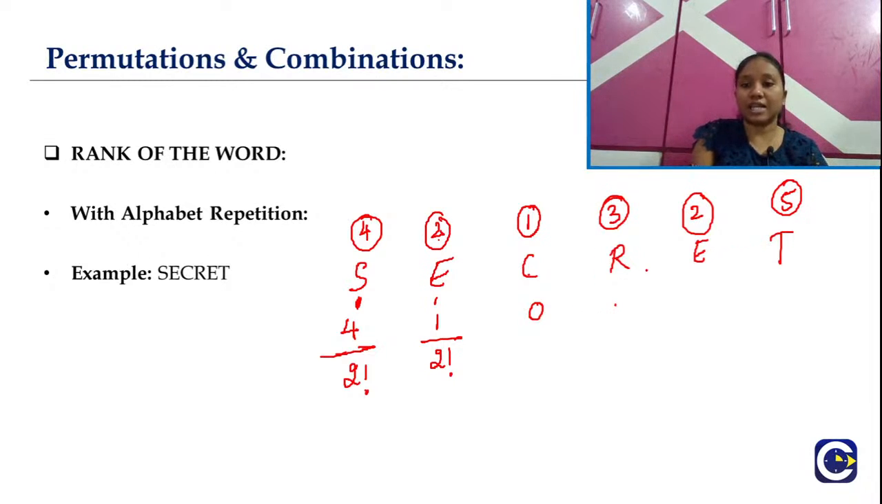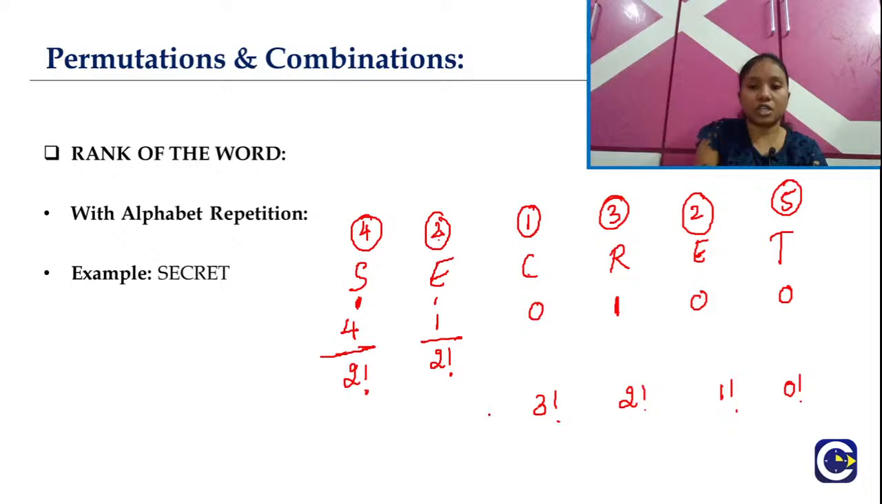And for R, less than R it will be 1. And from R, is any alphabet repeating? No, right? So 1 will be the same here. And less than 2, 0. Less than 5, 5, and there are no repetitions here. So the next will be the same step: 0 factorial, 1 factorial, 2 factorial, 3 factorial, 4 factorial, and 5 factorial. The only difference we identify here is the division by the number of times the letter is repeating.